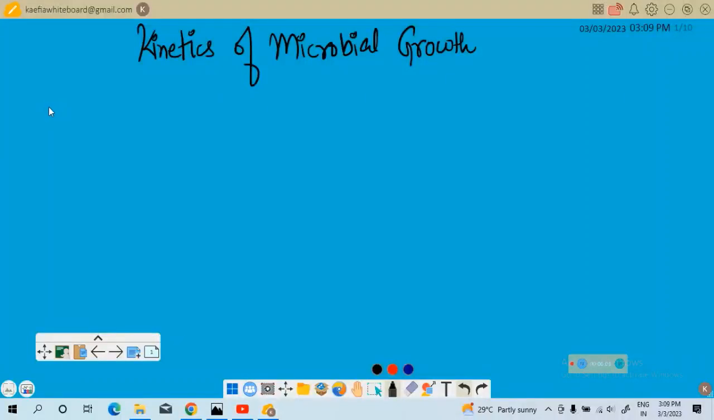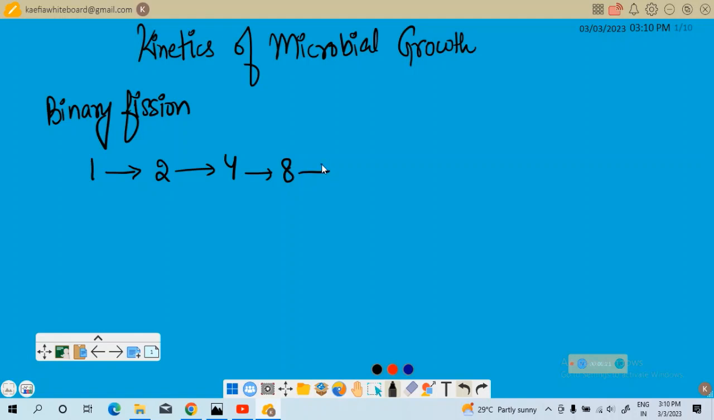So today we'll discuss the kinetics of microbial growth. Unicellular organisms divide by binary fission. So one cell divides into two, two into four cells, four to eight, and similarly that means 2 raised to power n. So unicellular growth usually occurs in a series of different phases.